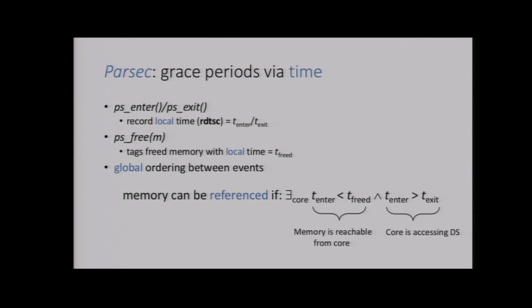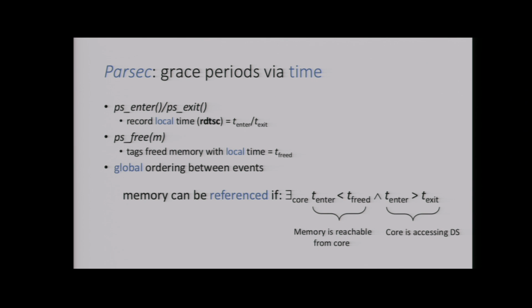So how do we implement this? Again, this is a simplified kind of straw man example. The code is online. I'd be happy to point anyone to it. You can find a pointer to it from my webpage. When we're entering and exiting, all that we're doing is taking timestamp counters, saving them in local data. When we're freeing, we're tagging a piece of freed memory with the timestamp counter for when it was freed. That allows us to compare when memory was freed with the current time that different threads are executing in their parallel sections. And we can use this to ascertain a global ordering between these events.